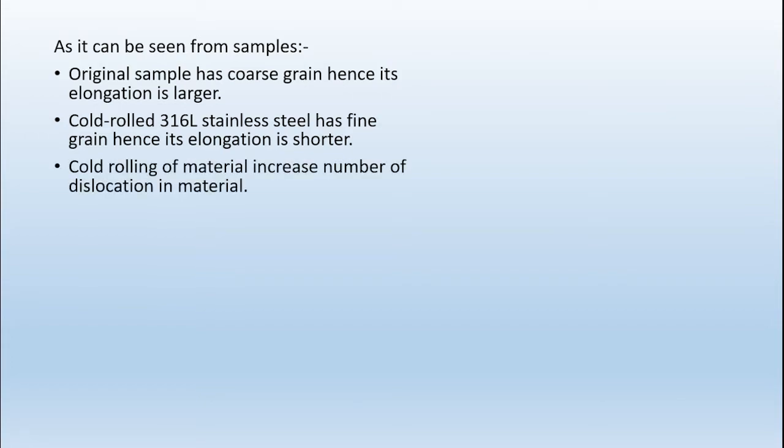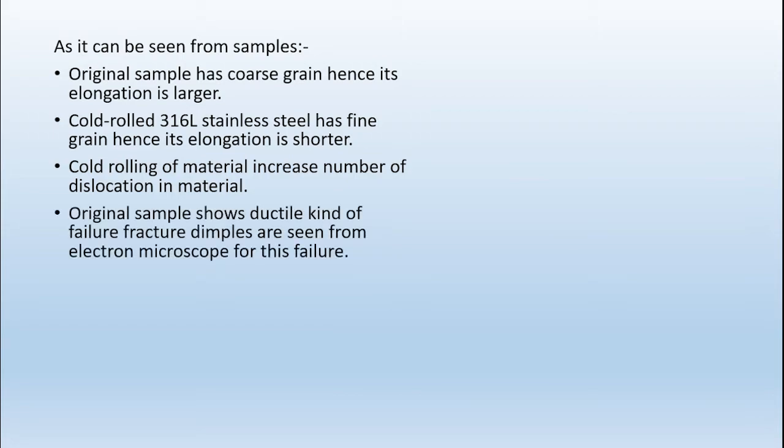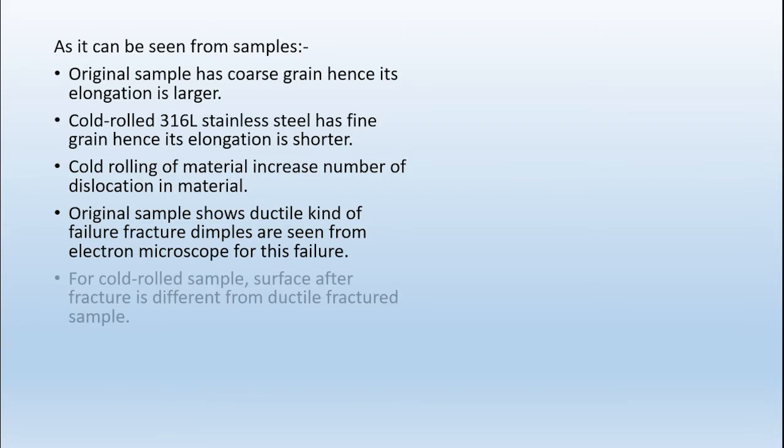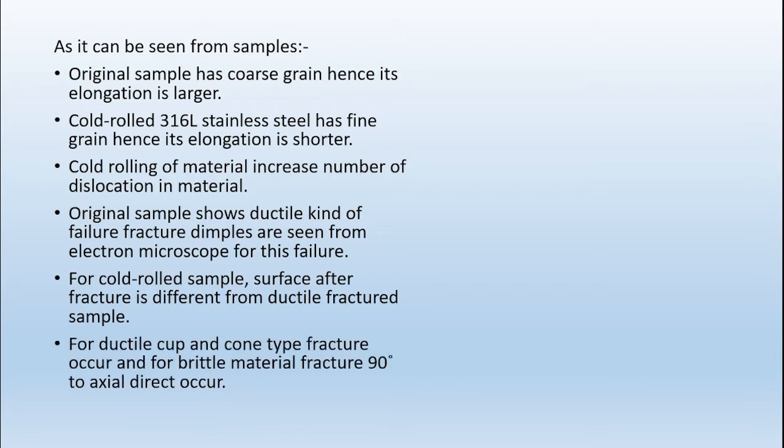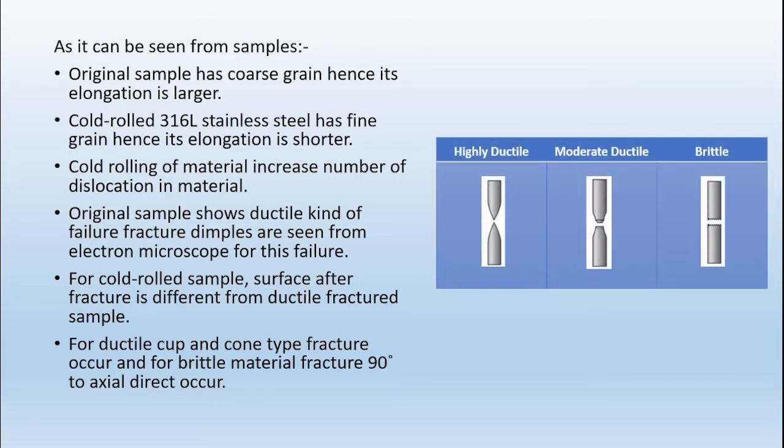Next, cold rolling of material increases the number of dislocations in the material. Moreover, the original sample shows a ductile kind of failure; fracture dimples are seen from the electron microscope for this failure, while for the cold rolled sample, the surface after fracture is different from the ductile fracture sample. Lastly, for ductile material, cup and cone type fracture occurs, and for brittle material, fracture at 90 degrees to the axial direction occurs. And this is the difference between highly ductile, moderate ductile, and brittle.